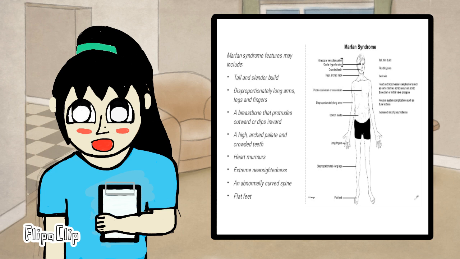Marfan syndrome features may include a tall and slender build, disproportionately long arms, legs, and fingers, a breastbone that protrudes outward or dips inward, a high arched palate and crowded teeth, heart murmurs, extreme nearsightedness, an abnormally curved spine, and flat feet.